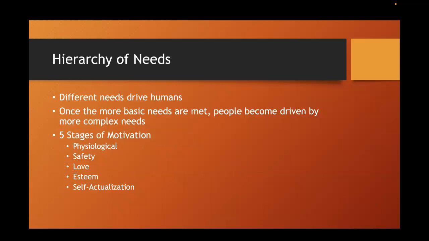So what is the hierarchy of needs? Really, in a few words, the hierarchy of needs is that different needs drive humans, and that once the more basic needs are met, people become driven by more complex needs. I'll show you an image in a second, but it's more of a pyramid, right? The first level is, let's say, just basics. You'll see the 5 stages of motivation. The first level is what's known as physiological. The second level is safety. The next level is love. Then we have esteem, and then we have self-actualization.